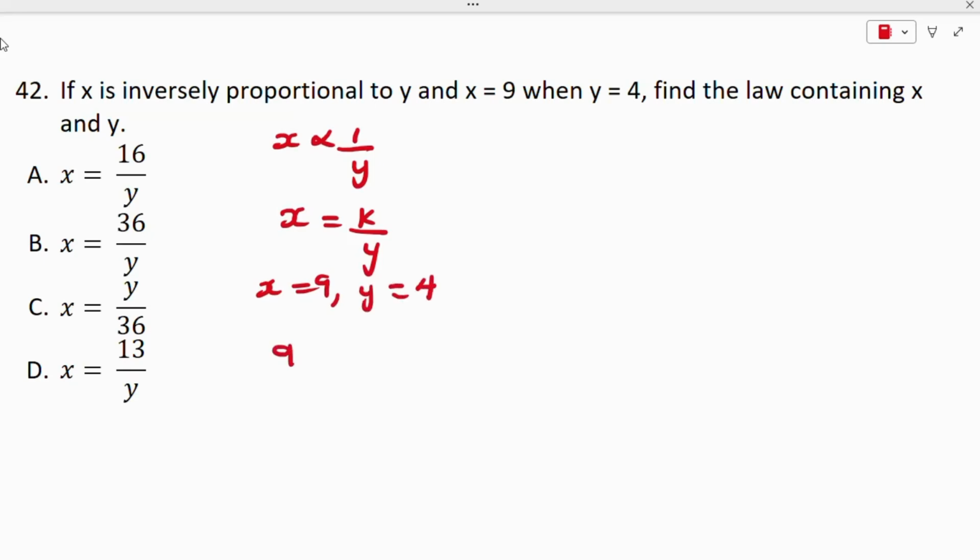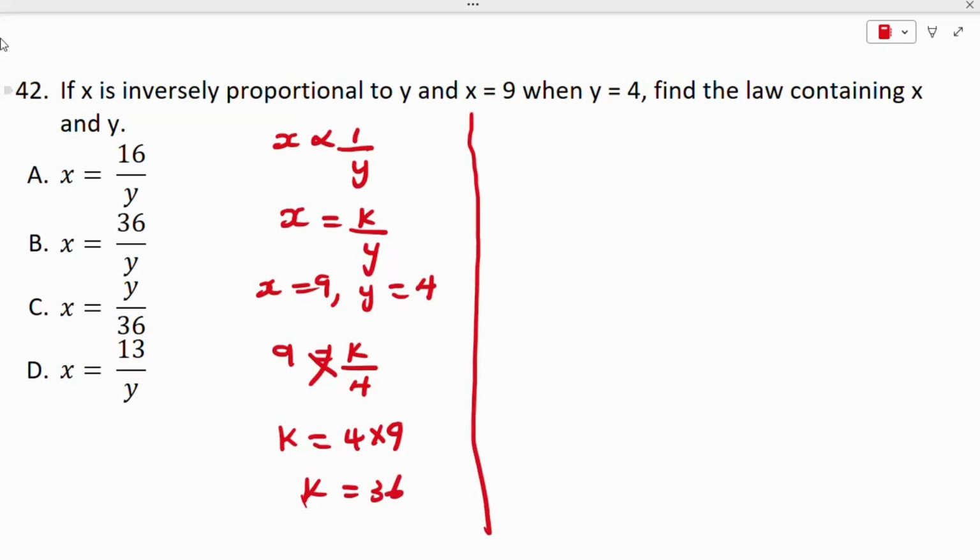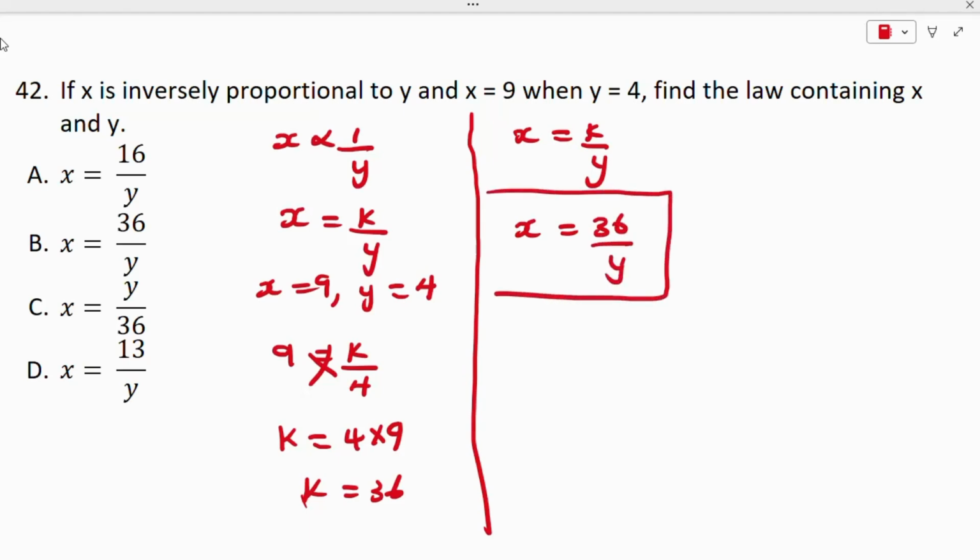So we have 9 is equal to k divided by what? 4. If you cross multiply, we have that k is equal to 4 times 9, and k is equal to what? 36. So we have been able to find the value of k. So let's solve the law containing x and y. So we know that x is equal to k over what? y. So x is equal to, what is k? We have k to be 36 over y. So this is the law containing what? x and y. So from the options, we have B to be the correct what? Answer.